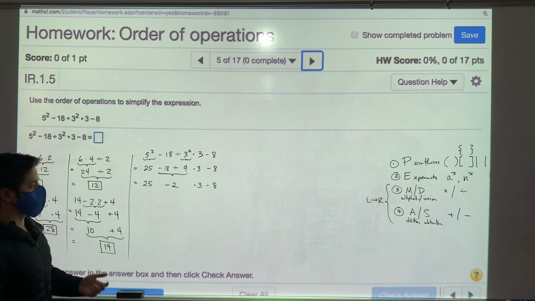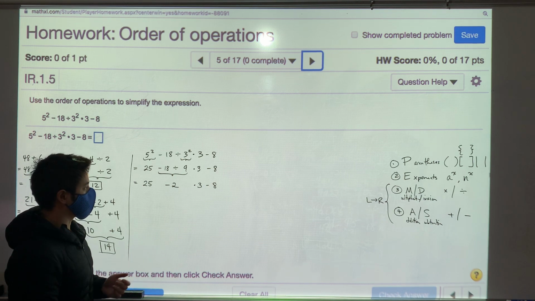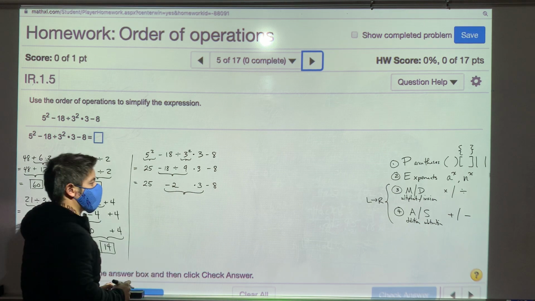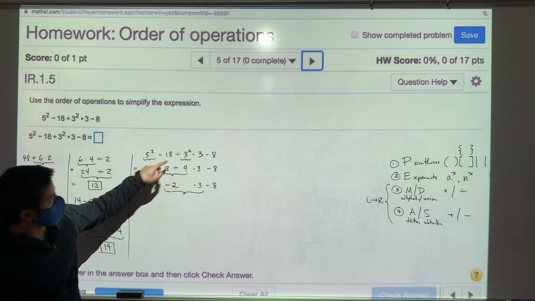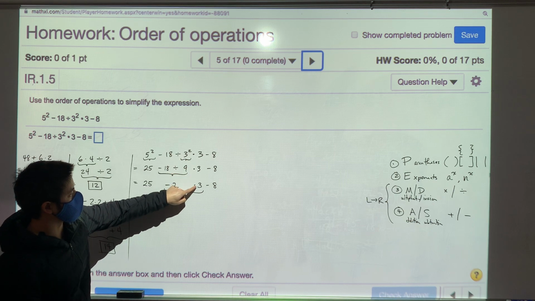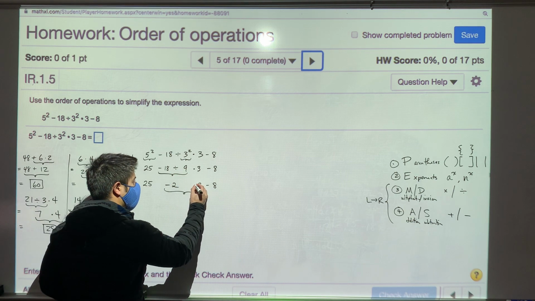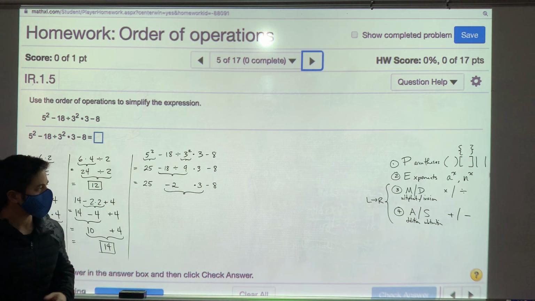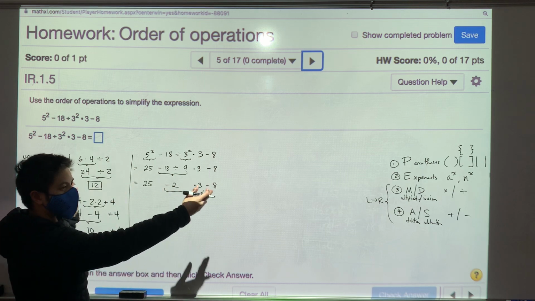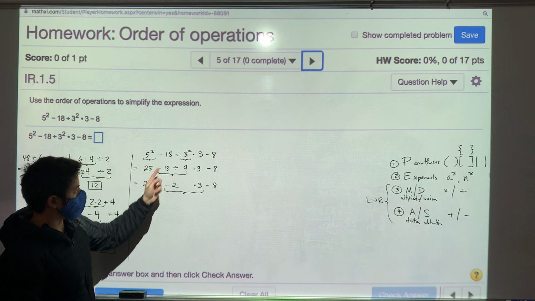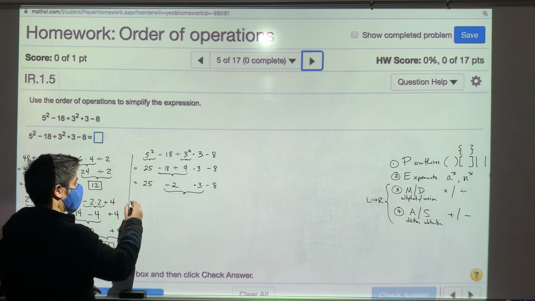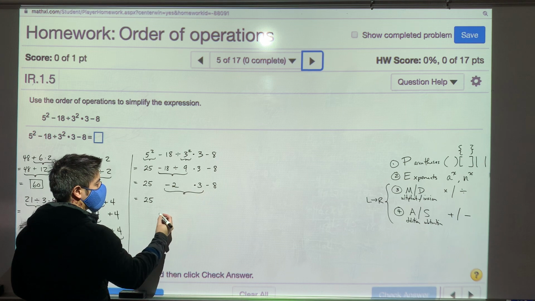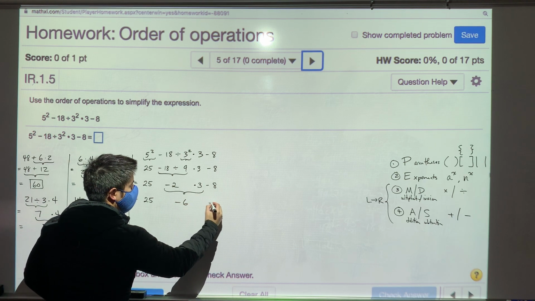Now, what comes next? Well, I'm not done with multiplication and division because I still have this multiplication problem right here. It was always there, times 3. Whatever the result of this was has to get multiplied by 3. Now, it's a little bit tougher to see because all the numbers are spread out, but it's clear that this has to get multiplied by 3. So let's go ahead and work that out. 25, negative 2 times 3 is negative 6 minus 8.